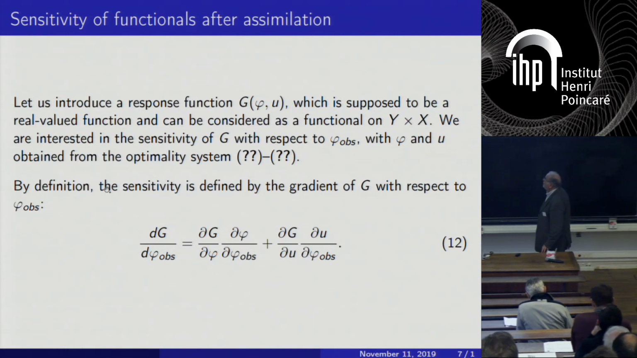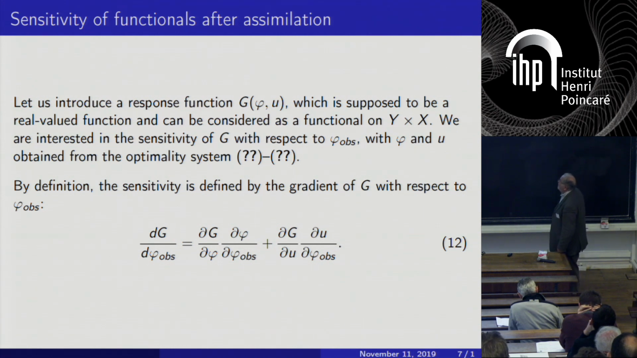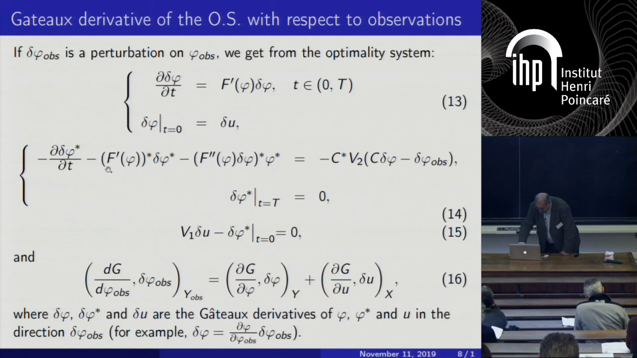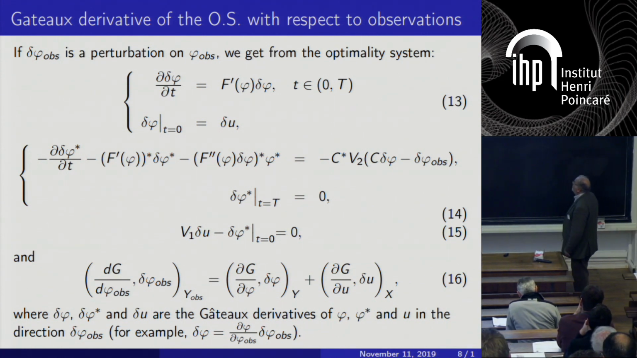So now we want to know how to evaluate the sensitivity with respect to the observation. If there were some error in the observation, what is the propagation of this error? So we have to perform this computation: dg over d phi obs is equal to this derivative. Okay, and we are going to proceed as we did before. So we put a perturbation on the initial condition. Oh, excuse me, it's not very clear, sorry, no pointer.